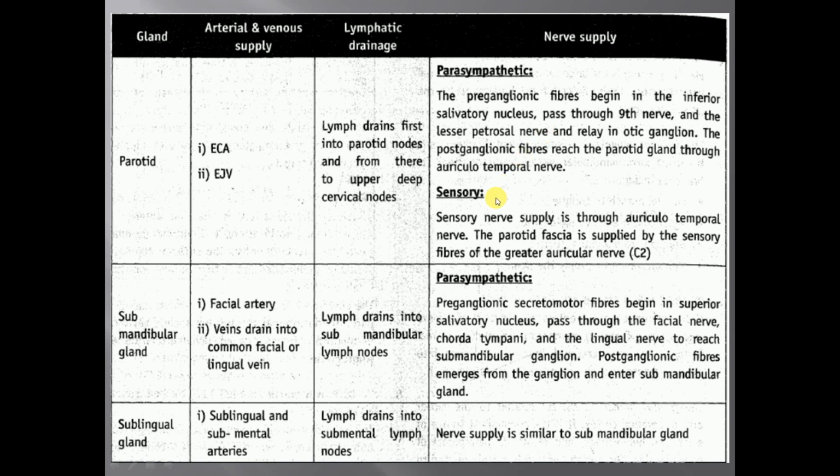Coming on to the sensory part of the parotid gland, the sensory nerve supply is through the auriculotemporal nerve. The parotid fascia is supplied by the sensory fibers of the greater auricular nerve.